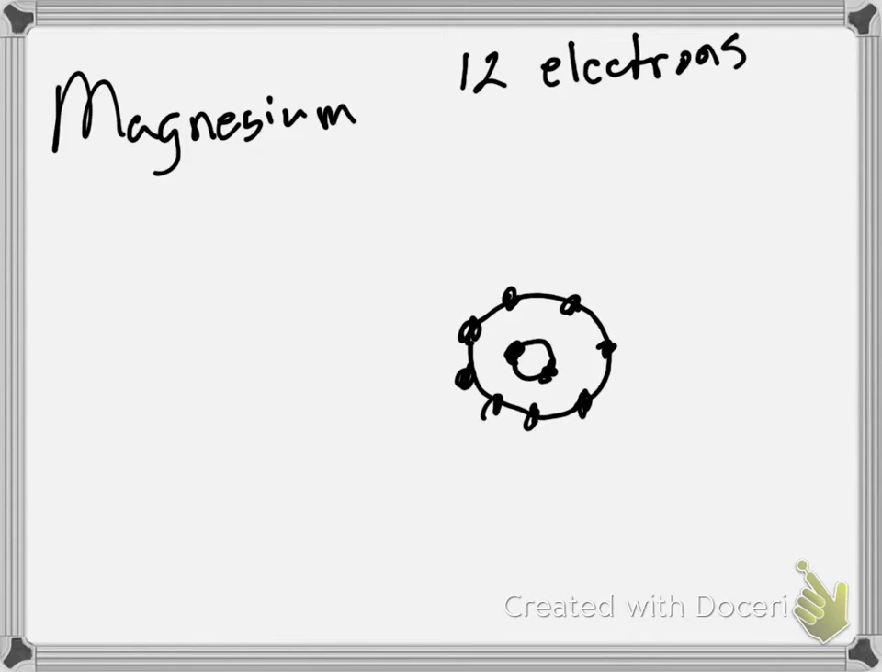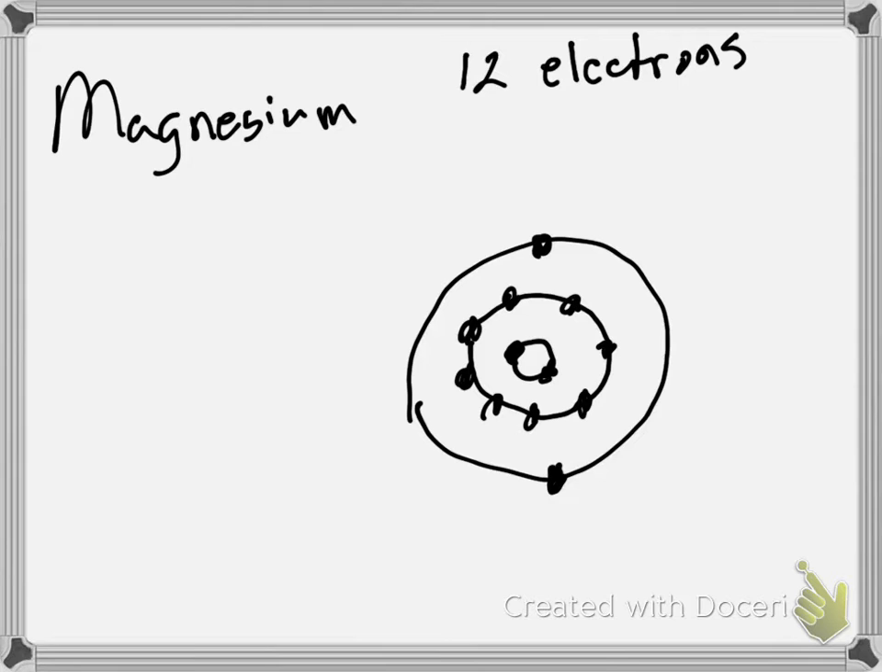So 8 plus 2 tells me I have 10, but I need 12. So I'm going to have to go up to a third ring. Now this third ring in the Bohr diagram, it'll hold 8, but it only needs 2 to get to 12.